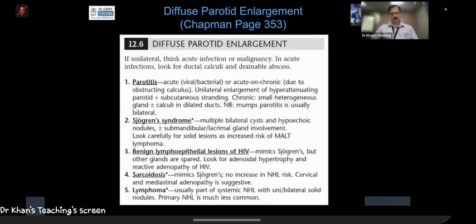dry mouth, dry eyes, and dry skin, and there are multiple other stigmata. This is a connective tissue disorder, and Sjogren's syndrome can be associated with scleroderma, with rheumatoid arthritis or SLE, etc. Now, you have to remember this.